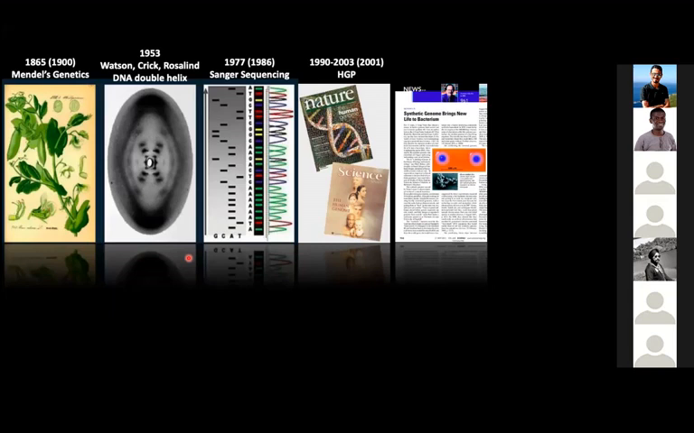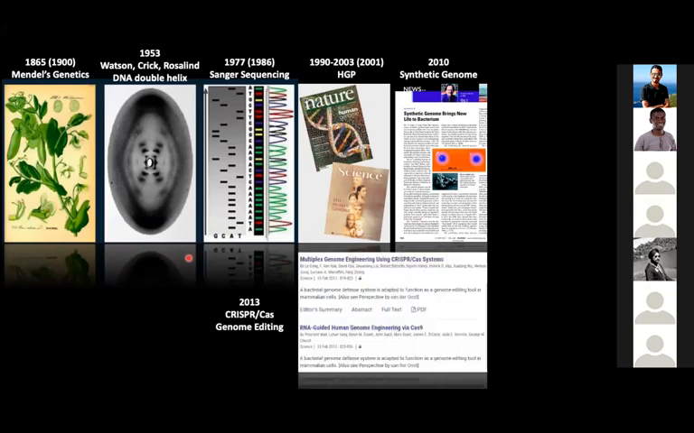Then followed by the synthetic genome, in 2010. And what came after 2013 was CRISPR-Cas genome editing. So it's already almost 10 years now. So what is it? Can you guess what is the latest breakthrough or milestone in genomics? If you don't have an answer now, we'll come back to that again later, okay?